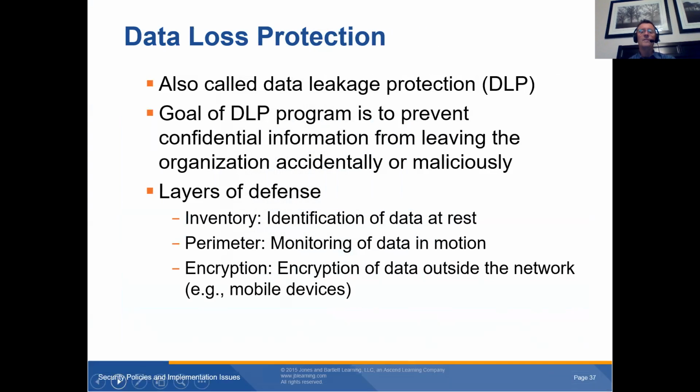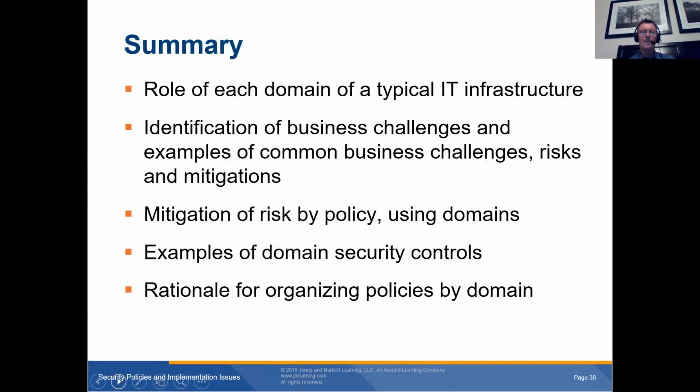With respect to the goal of mitigating data loss, it's also called data leakage or DLP protection. The goal of DLP is to prevent confidential information from leaving, either accidentally or on purpose, with somebody stealing it. Some of the layers of defense include inventory, what assets are connected to the network; perimeter, how are we going to guard our endpoints, our points into and out of the network; and encryption, are we going to encrypt data at rest, are we going to encrypt data in transfer, and what encryption mechanisms are we going to use.